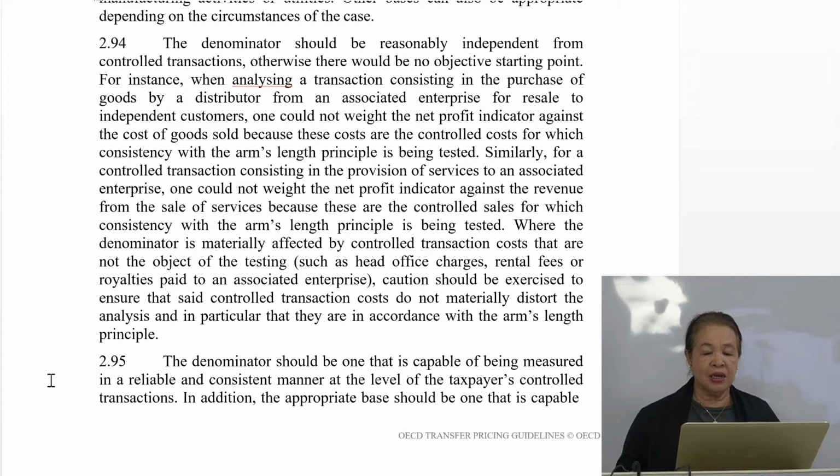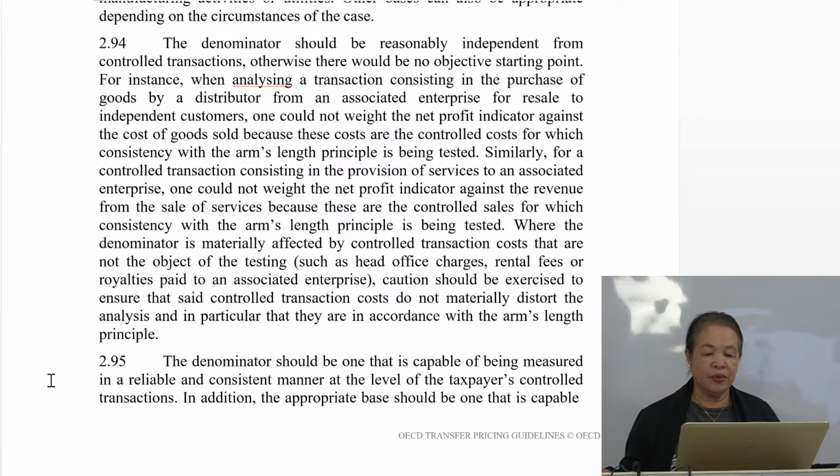So similarly, for a controlled transaction consisting in the provision of services to an associated enterprise, one could not weight the net profit indicator against the revenue from the sale of services, because these are the controlled sales for which consistency with the arm's length principle is being tested.